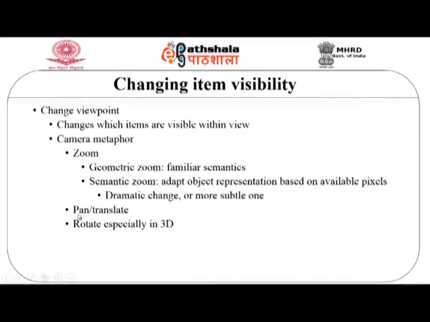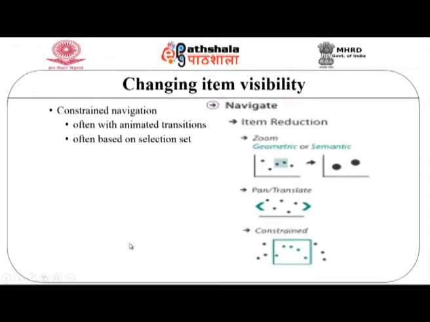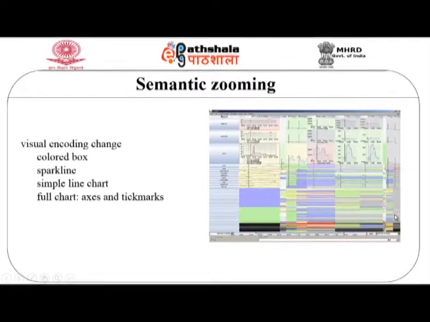So there are various movements of the camera like pan or translate, and we try to rotate the camera, especially in a three-dimensional way. Next one is changing the item visibility. So you have constrained navigation. You try to navigate often with animated transition, or often based on some kind of selection set. So here you have the geometric or the semantic where you try to zoom into the object, you try to translate it, and you have a constrained approach.